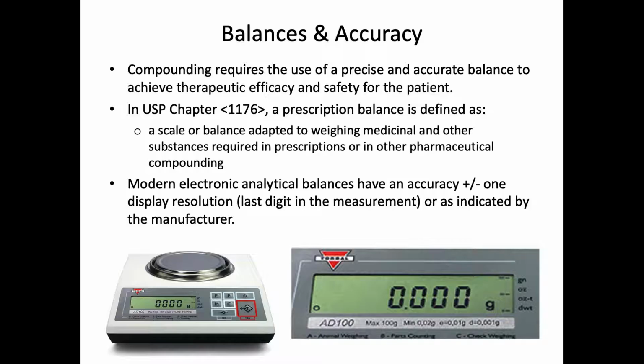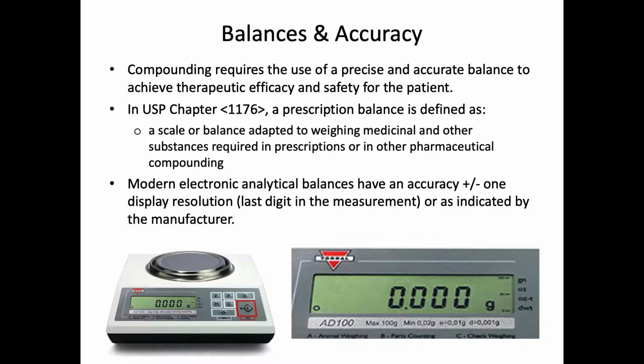The USP, and you can see the definition listed here, defines what a prescription balance is. What's important here is it's written pretty generically. That is a scale or balance adapted for weighing drugs or chemicals. It does not specify whether you have to use either a torsion balance, like I showed you with the two pans on the left and the right, or an electronic digital balance. It doesn't care so long as you're using a quality and accurate and precise balance.